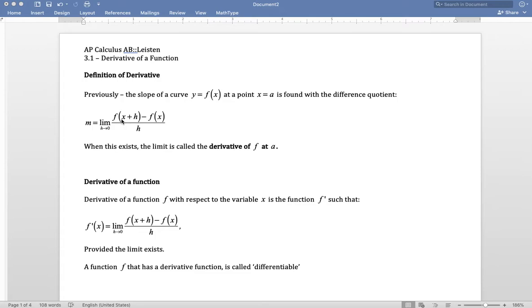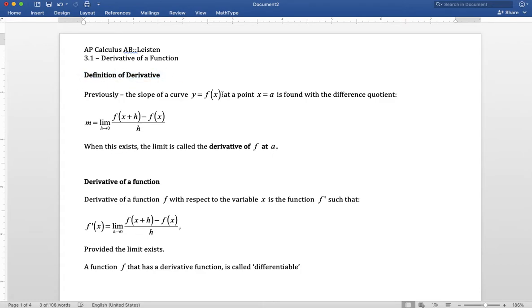Today we're going to be looking at the derivative of a function. Last week we had been looking at finding the slope at a single point on a curve. I mentioned that this was going to be known as the derivative later on. So what we have here is what we're going to call the definition of a derivative.